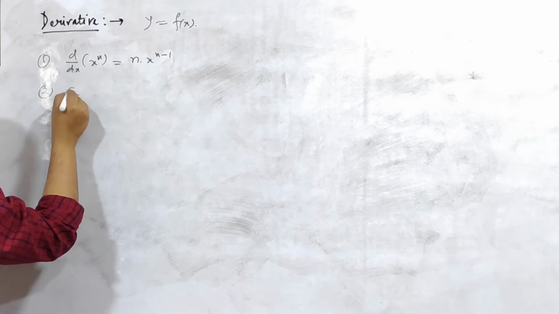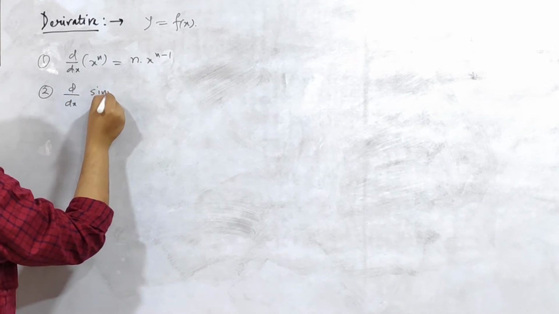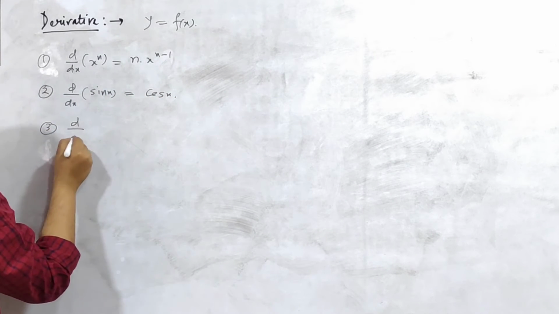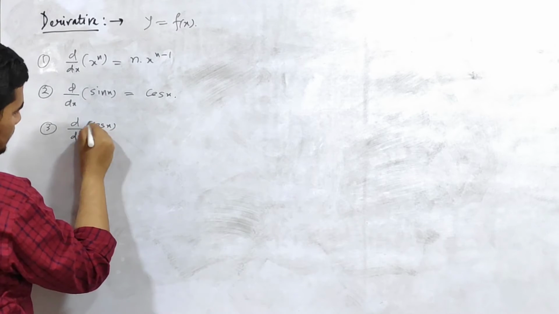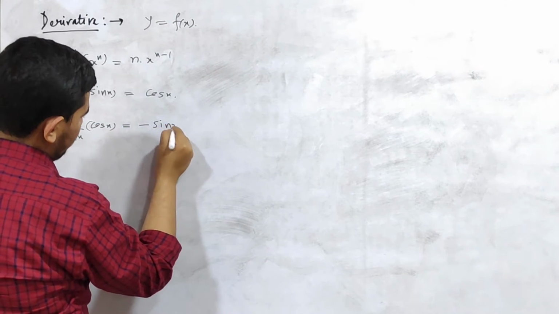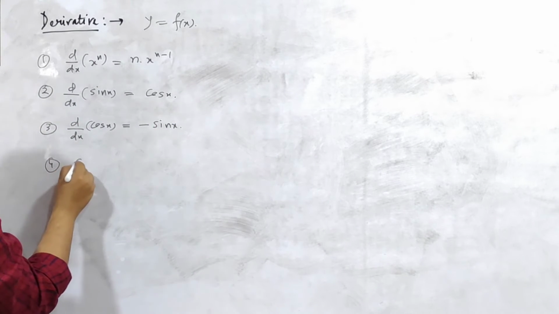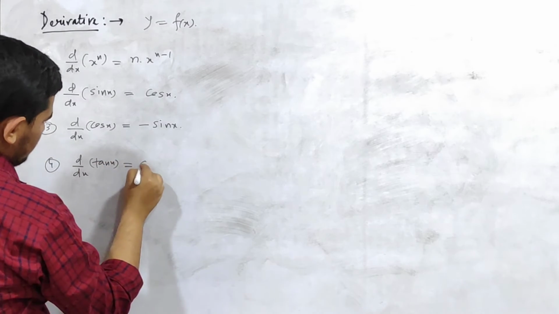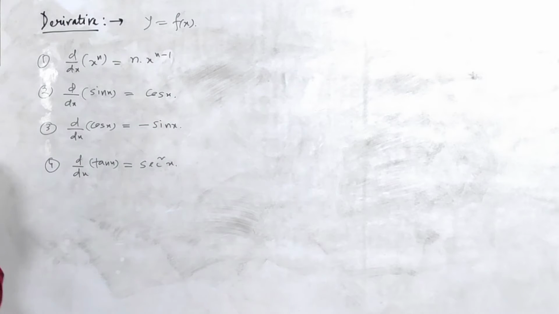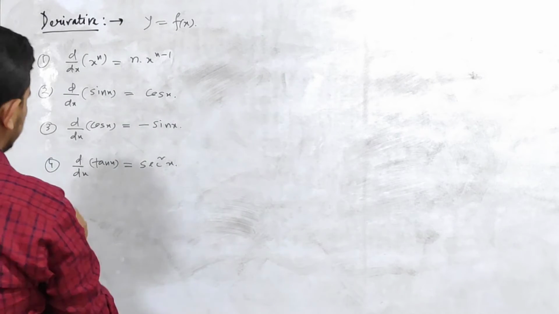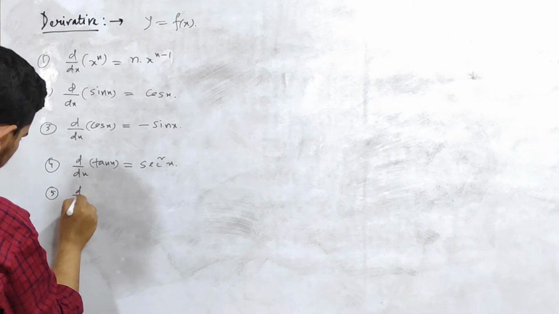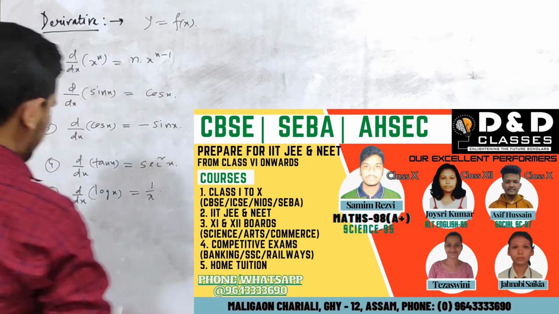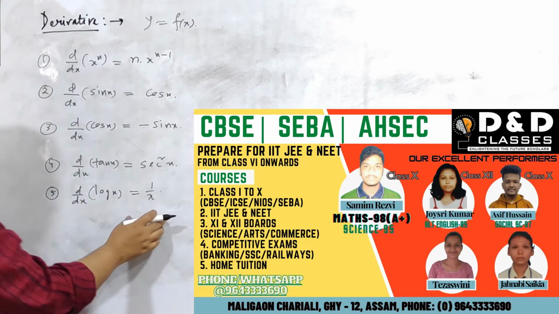Similarly, there are some other formulas like d by dx of sin x, which is cos x. Again I can write d by dx of cos x, which will be minus sin x. Again d by dx of tan x, which will be sec square x. d by dx of log x will be 1 by x.